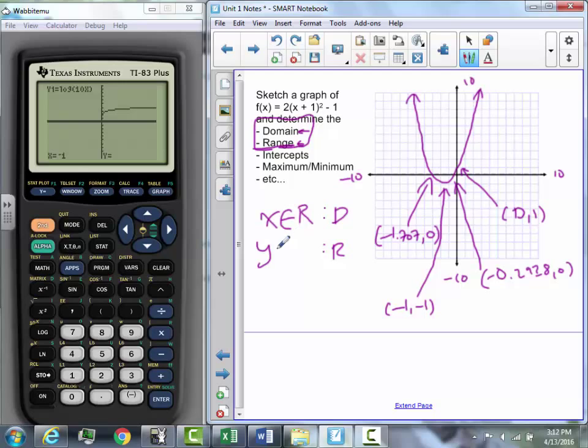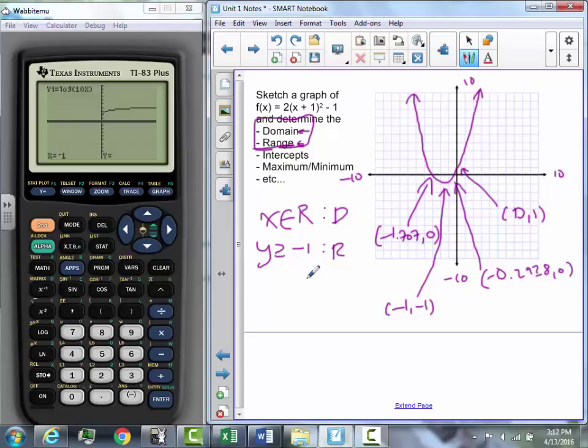Y has to be greater than, possibly equal to, negative 1. And I did that wrong because that's not greater than, that's less than. Y would have to be greater than or equal to negative 1. And that's how we'd write its range. You guys ever done that before?